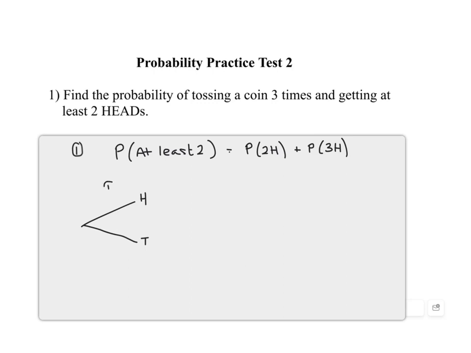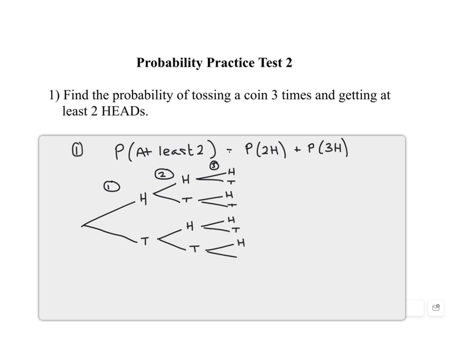That's the first toss. Then for the second toss, we've got heads and tails again. And then for the third toss, because we're tossing it 3 times, we've got head or tail again, head or tail again, head or tail again. So altogether you'll find there are 8 outcomes. And all you've got to do now is go along each one.